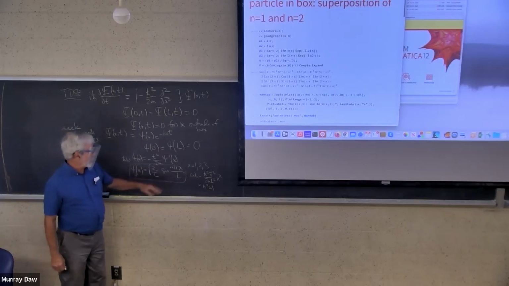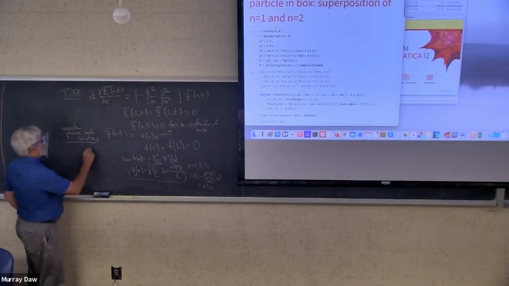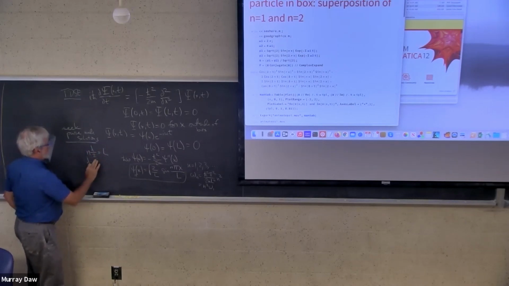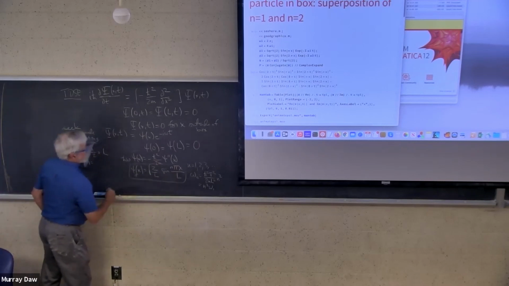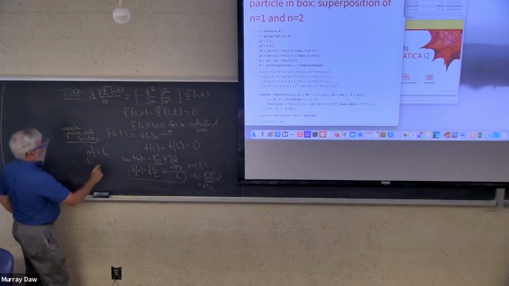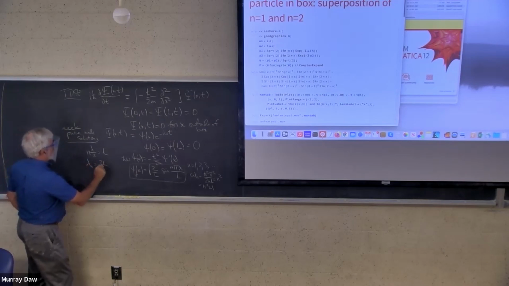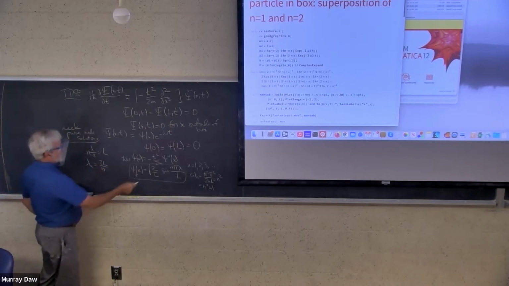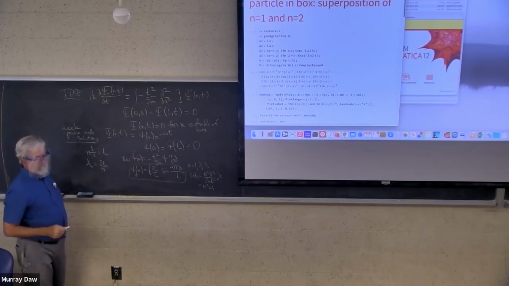So it has the same relation. The multiple of lambda over 2 is equal to L, where lambda is given here. So lambda sub n is 2L over n. Like that. Okay, so you could write this in terms of the lambda.